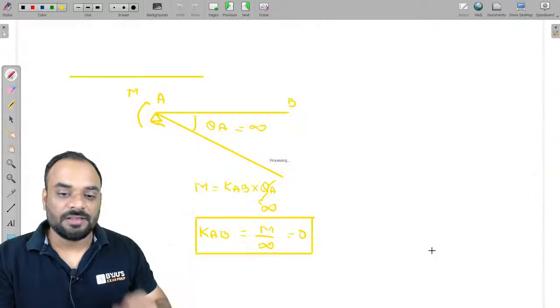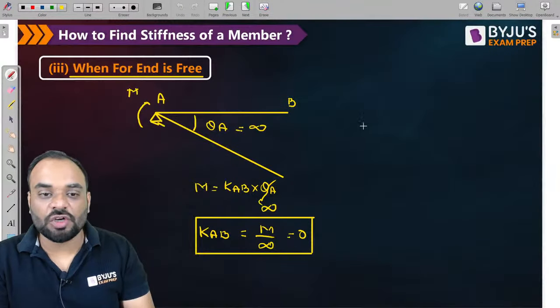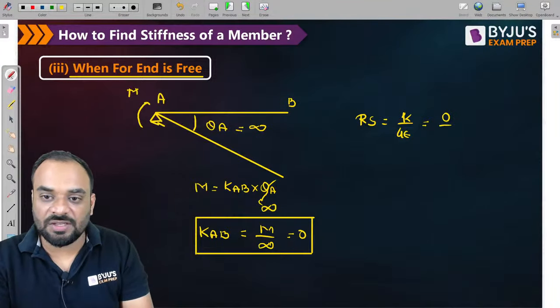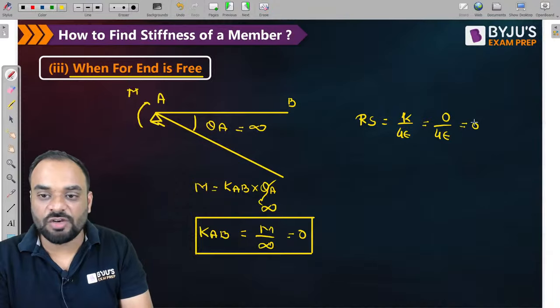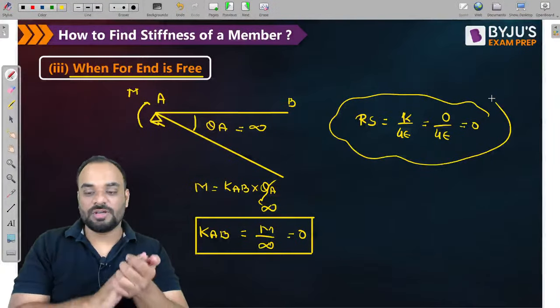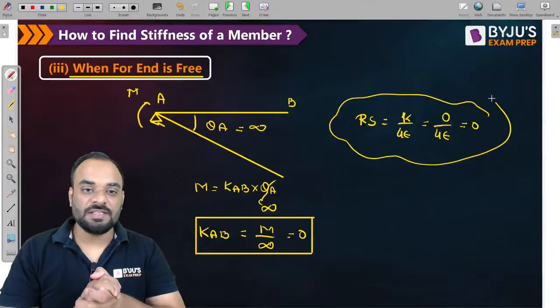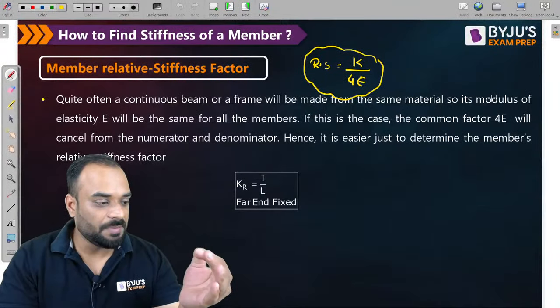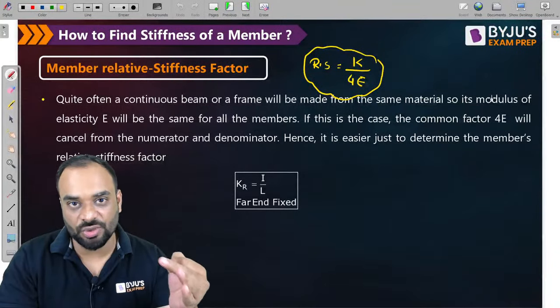Clear? Let us suppose the far end is free, then what should be our stiffness? Relative stiffness is equal to K by 4E, where K is 0, divided by 4E. So this value will become 0. Clear? So now I think you are able to understand how to find the stiffness of a member by using strain energy, by using the concept of Castigliano's theorem, right?